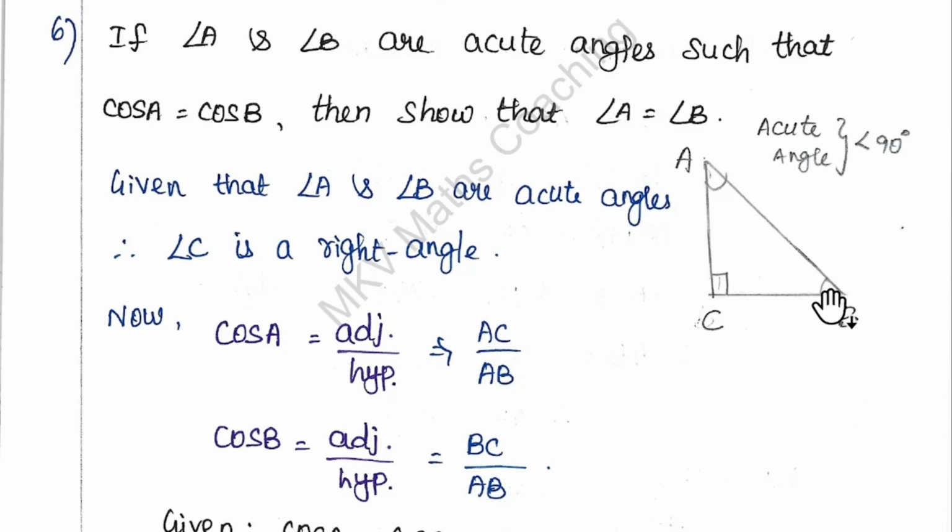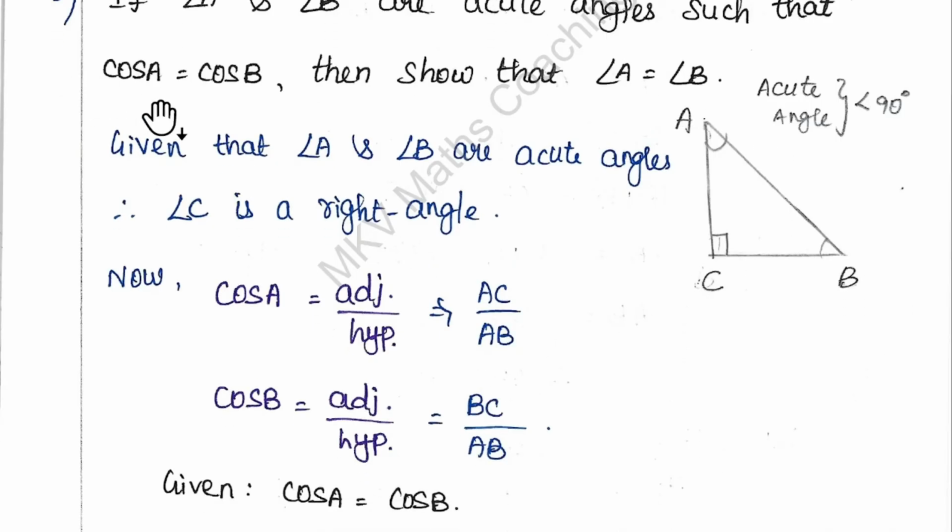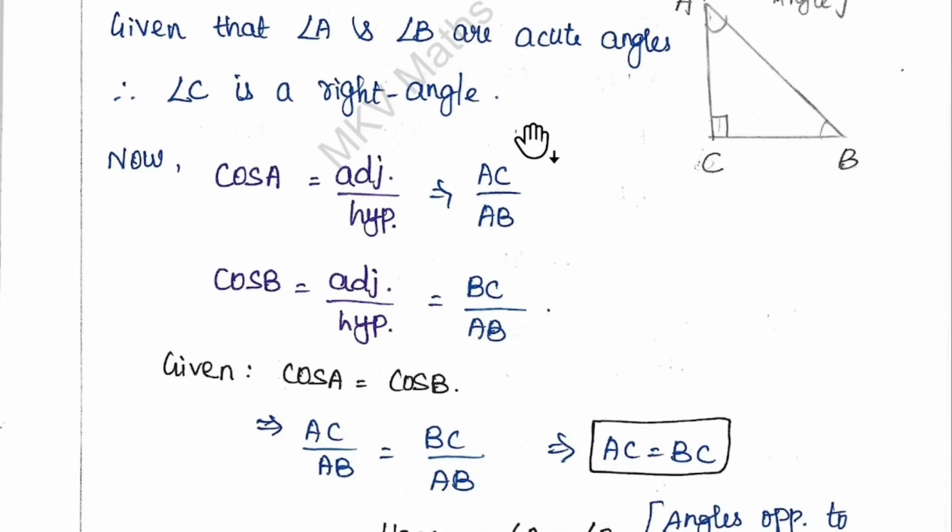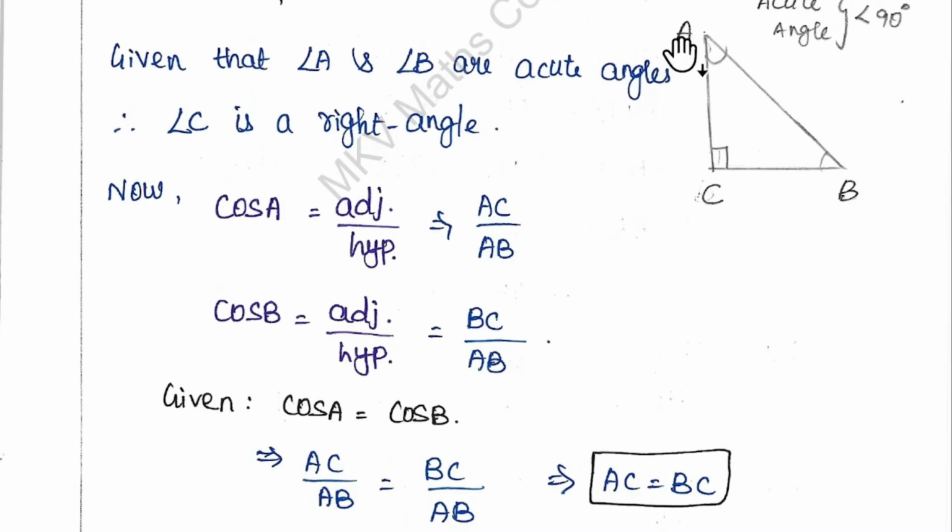And cos B, if I take theta here, B's adjacent will be BC, hypotenuse will be AB. So BC by AB. They have given cos A equal to cos B. So just equate these two values. So cos A equal to cos B. What is the value we got? AC by AB equal to BC by AB. AB will get cancelled, right? So we end up with AC equal to BC. That is AC equal to BC.